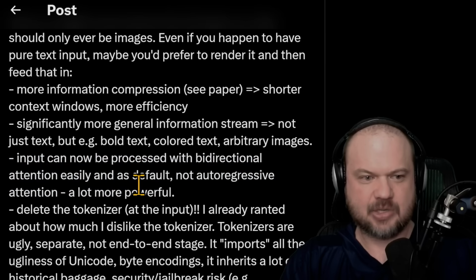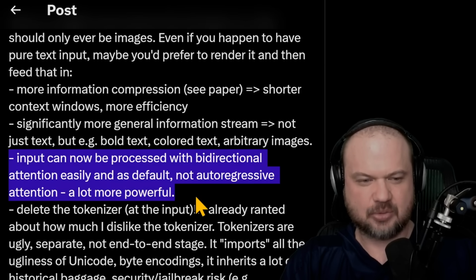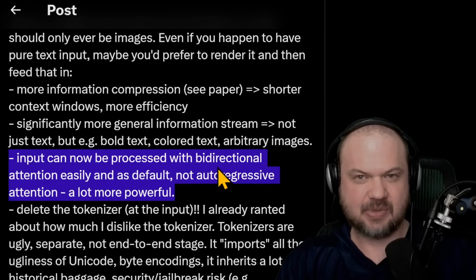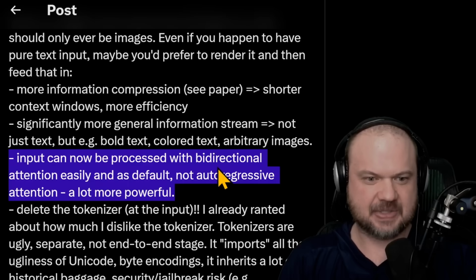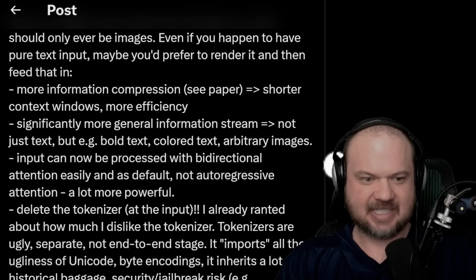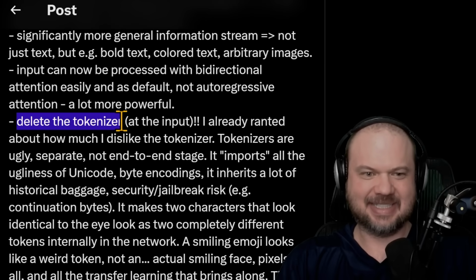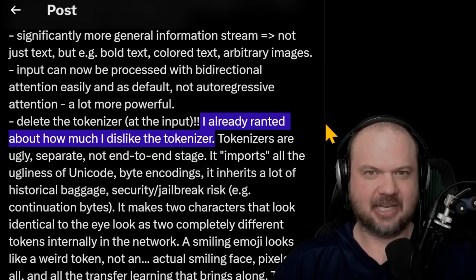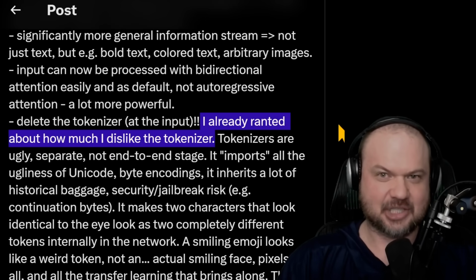Borderline criminal. So with GPT models, the model reads input left to right. With image plus language models, it gets sort of the entire thing at once. It's a lot more powerful, as he says here. And this would allow us to delete the tokenizer. And apparently Andrej Karpathy is not a fan of the tokenizer.